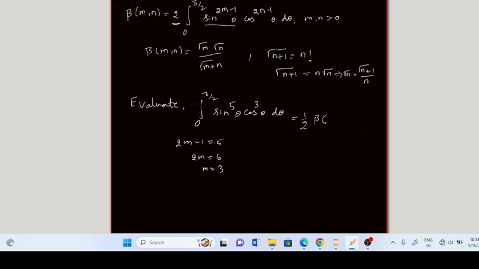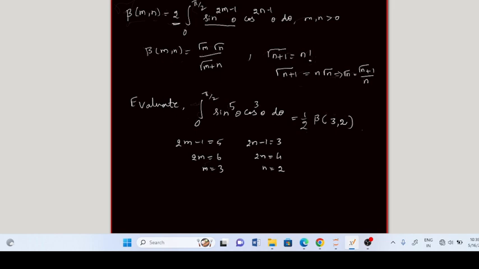Similarly we compare the cos power: 2n minus 1 is 3, so 2n equal to 4, n equal to 2. Now we write it as 1 by 2 of beta of m is 3, n is 2. Now we use the relation between the beta and gamma function to find the answer, with m is 3, n is 2.